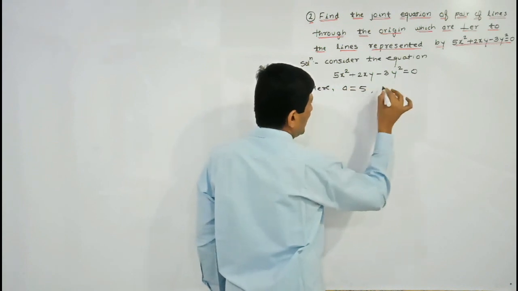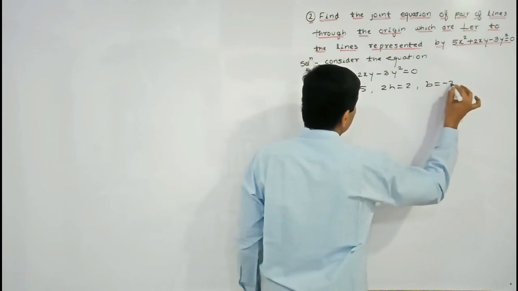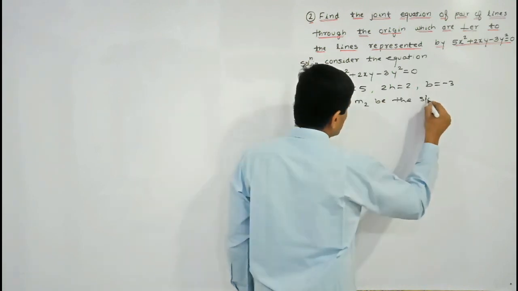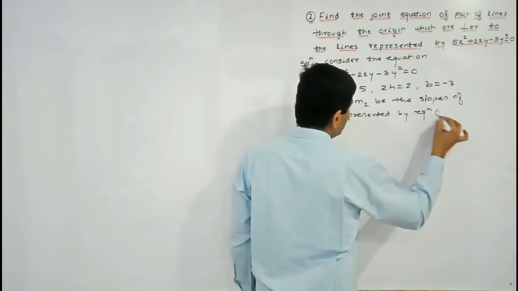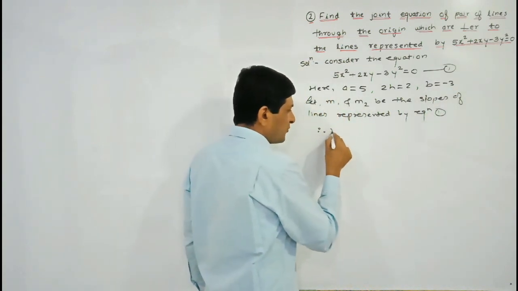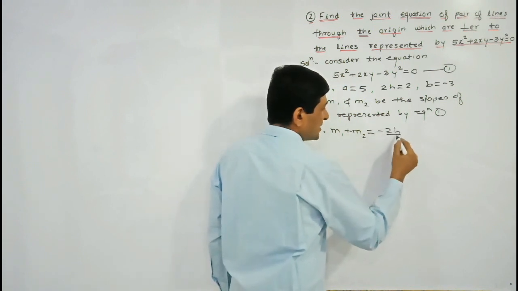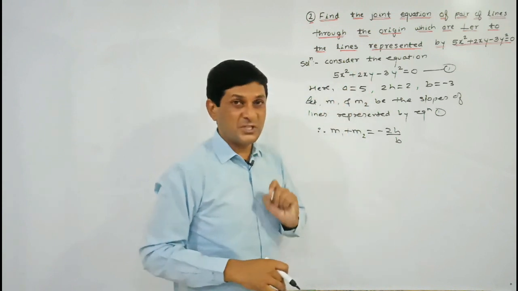a is equal to 5, 2h is equal to 2, and b is equal to minus 3. So let m1 and m2 be the slopes of lines represented by equation first. Let us denote it by equation number 1. So what is the formula to find the sum of slopes? Sum of slopes is equal to minus 2h upon b. This is the formula to find the sum of slopes of lines represented by a homogeneous equation.